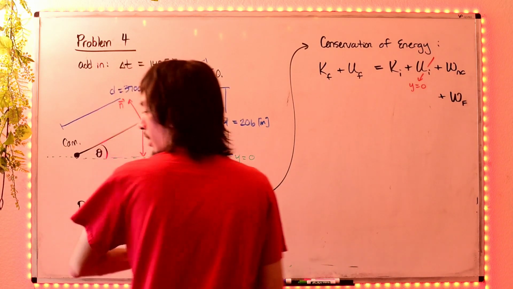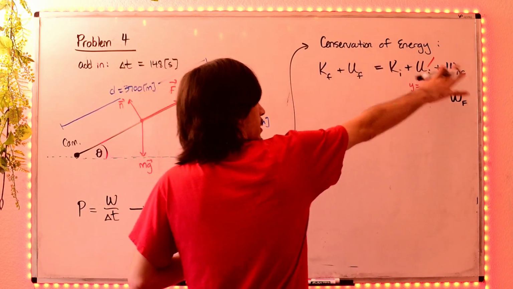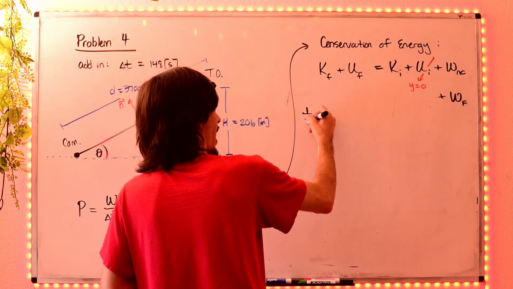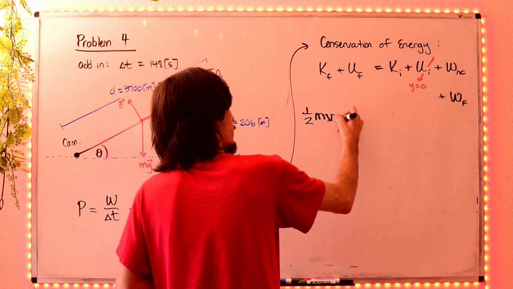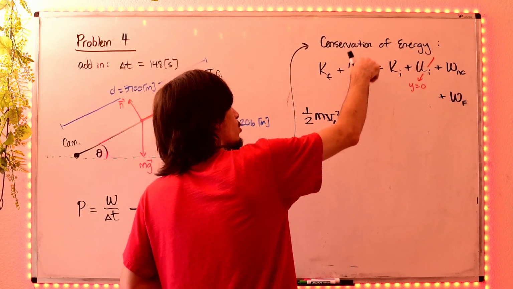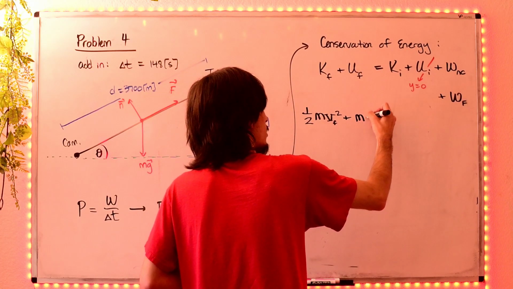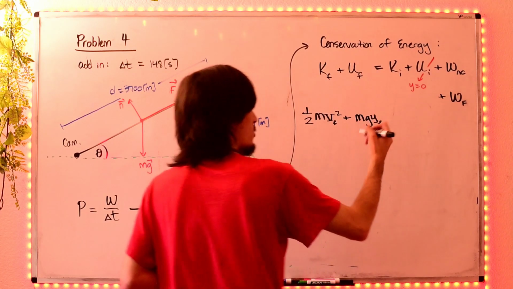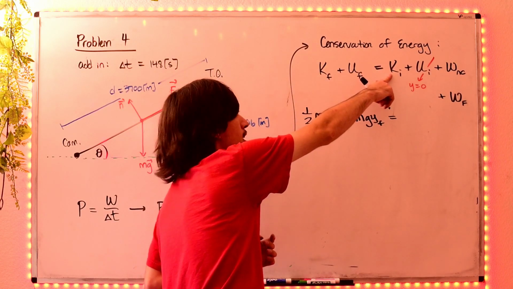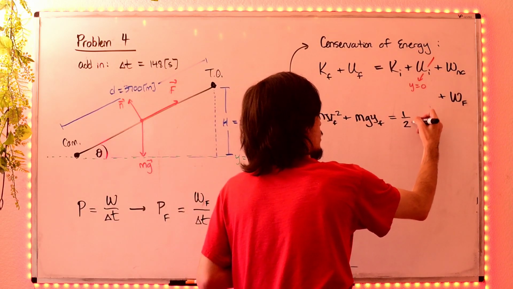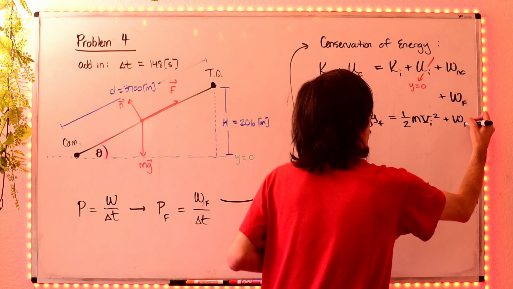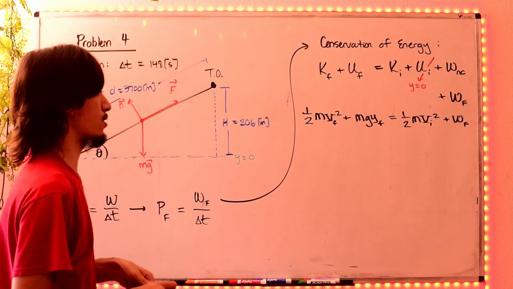So now, we're going to write what we have here, we're just going to expand it out from left to right. Kinetic energy final is 1/2 m v final squared plus, next term, potential energy final is gravitational only, so it's m g y final, or m g h, equals kinetic energy initial, 1/2 m v initial squared, and then plus your work done by that force F, which is the only non-conservative work that you have.